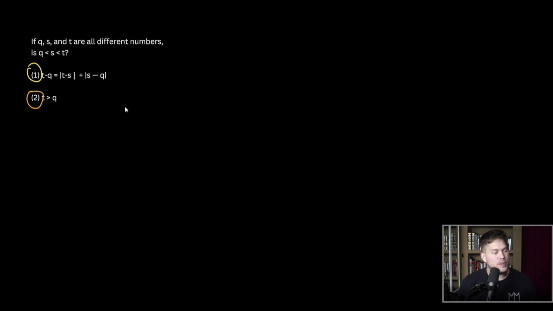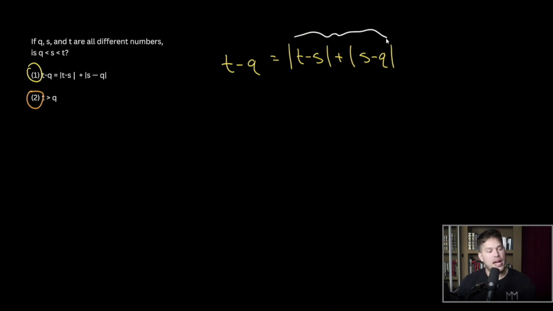So now let's look at statement 1. Statement 1 tells us that T minus Q is going to be equal to the absolute value of T minus S plus the absolute value of S minus Q. All right, here we can see on our right-hand side that we're going to be adding two absolute values together. So this implies that this sum will be positive. And since T minus Q is equal to this sum, then it must also be positive. And if T minus Q is positive, then this implies that T is greater than Q.